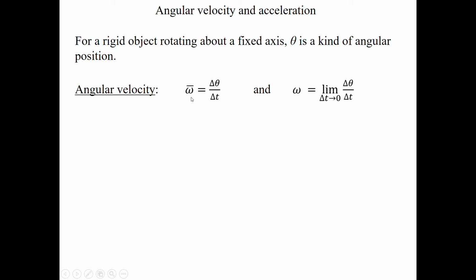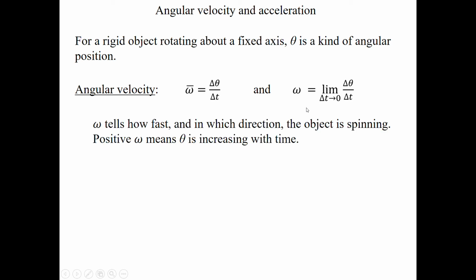And of course, nobody's really interested in the average angular velocity much. What we're really interested in is with what angular velocity is it rotating right now? And that's the instantaneous angular velocity. And what we do is just calculate the average angular velocity over a very small time interval that includes the time that we're interested in knowing the angular velocity. So omega is angular velocity.